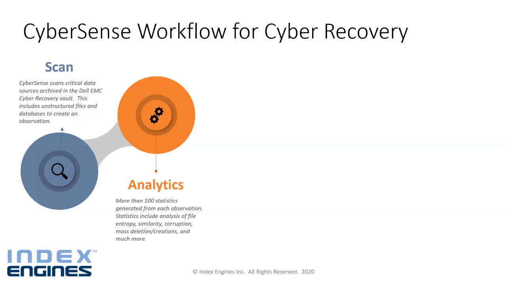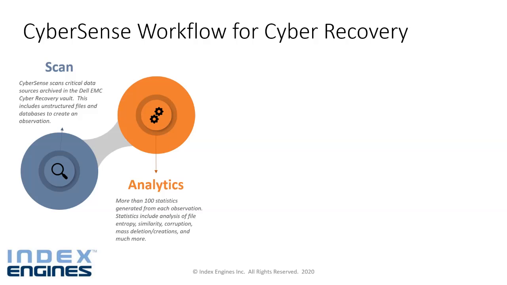It wants to do an observation as data changes over time. So every time data is replicated to the vault, a scan occurs. That's a point in time observation. It'll compare it to the previous observation and say, hey, this was a PDF. Let me see how this changed from the previous observation of the PDF. So it's looking at how data changes over time, an important feature here. Over 100 analytics are generated. These are analytics that are indicative of a cyber attack.